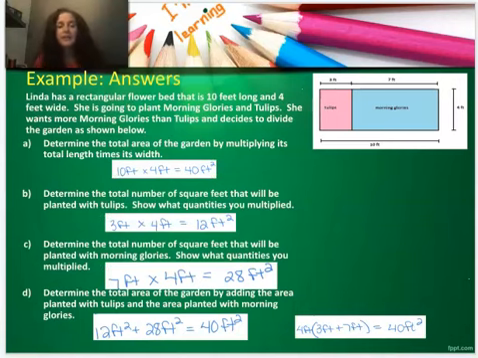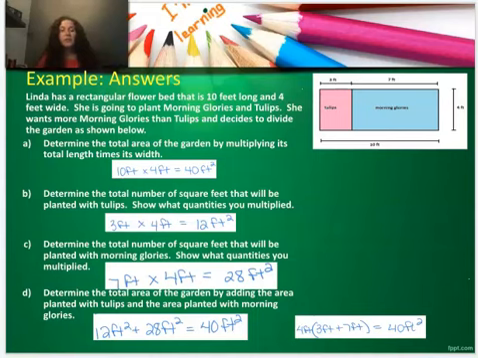Here's our answers on the next slide. So 10 feet times 4 feet is 40 square feet. That's the total square footage of our garden. The total square footage of tulips is 3 feet times 4 feet, which is 12 square feet. The total number of square feet that's morning glories is 7 feet times 4 feet, which is 28 square feet.